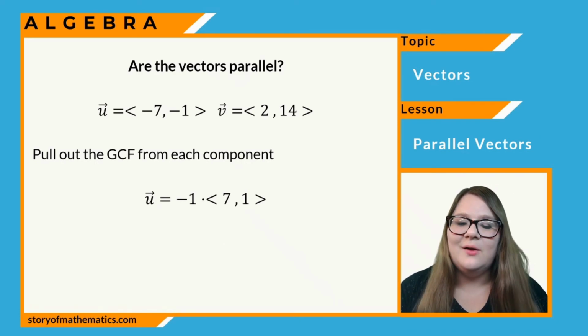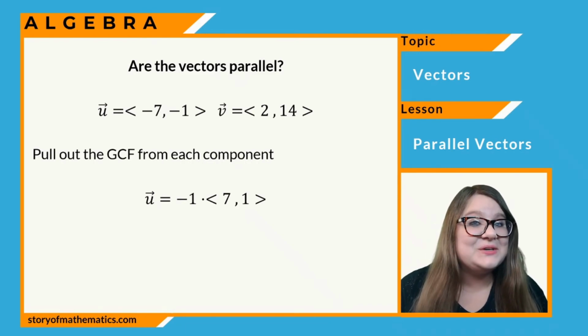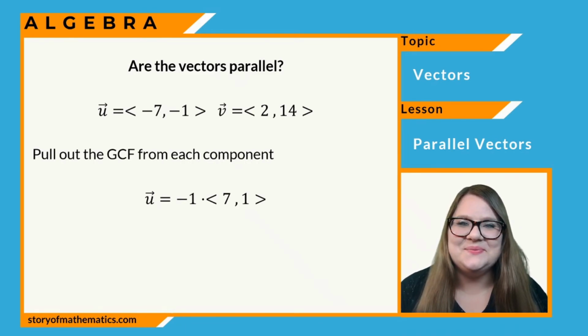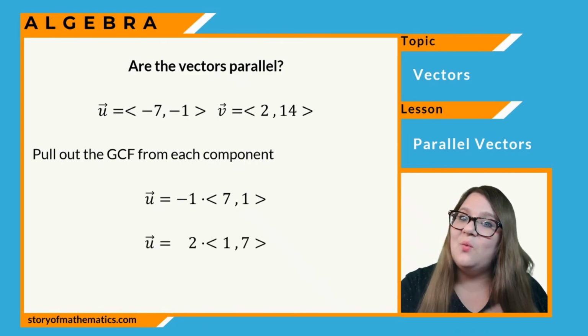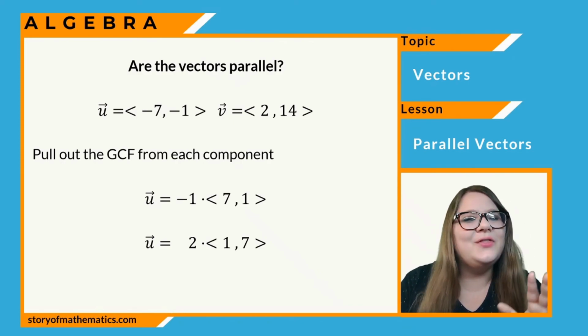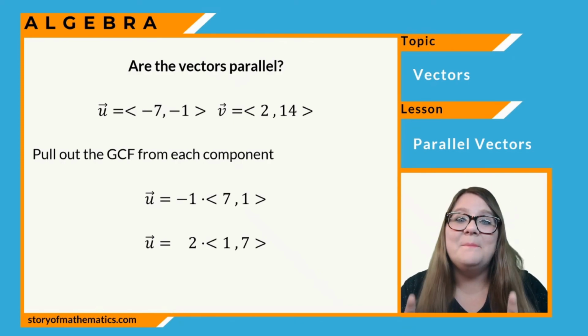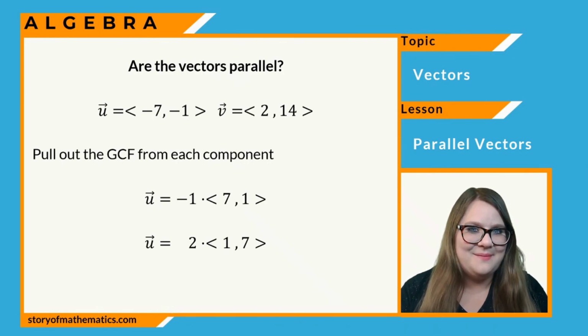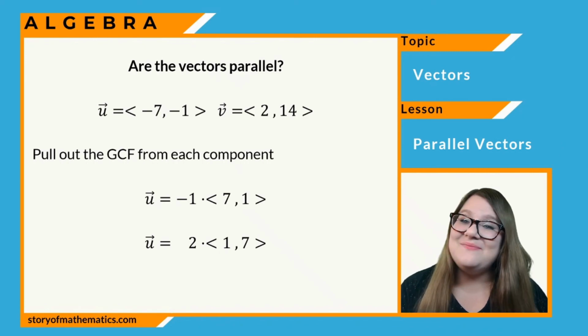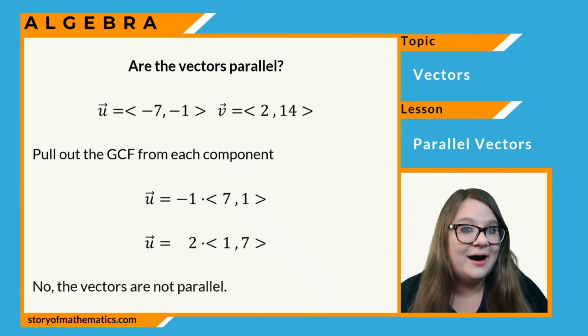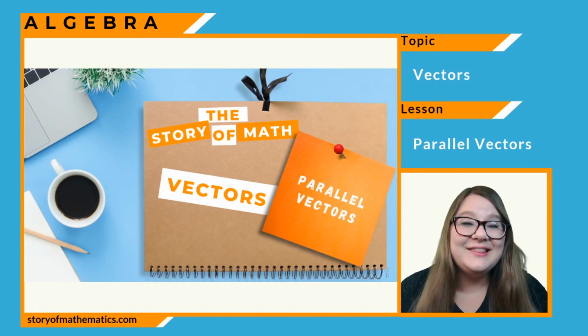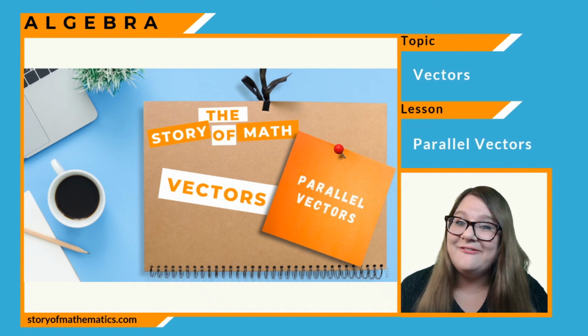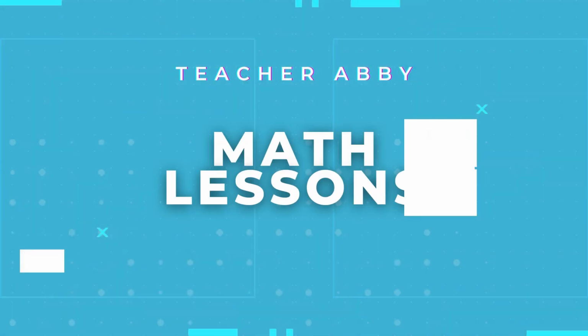Now for v, what can I pull out of both 2 and 14? I can pull out a 2. When I do that, I get 2 times 1, 7. Now, these might look similar, but they're not the same base, okay? So 7, 1 does not match 1, 7. So that means that these are not parallel. And that's how you can define and find parallel vectors.